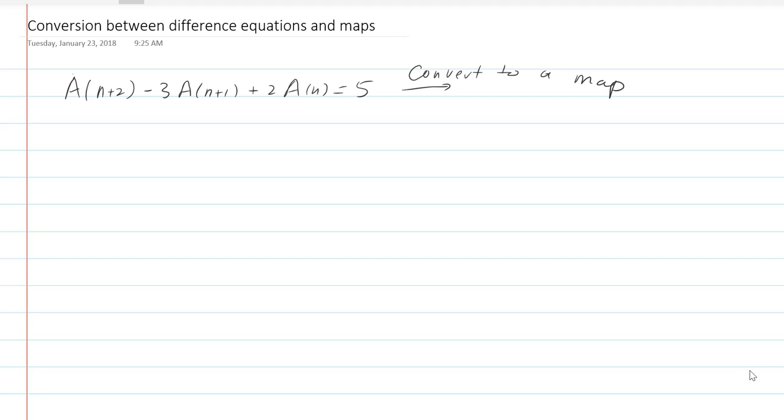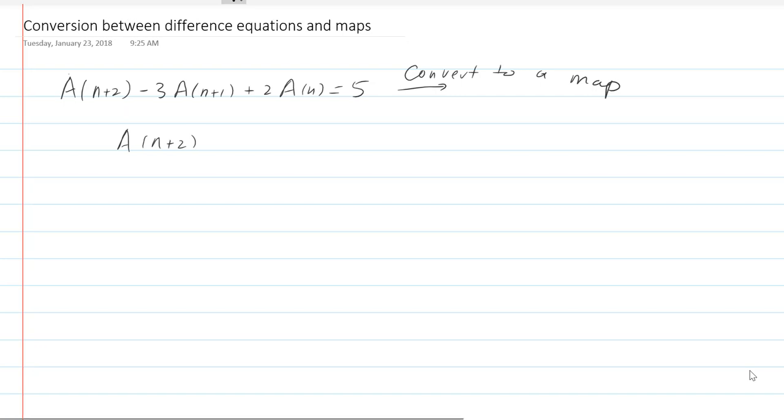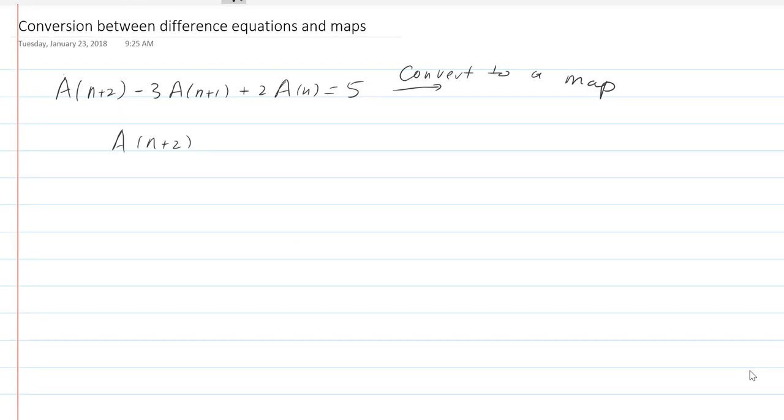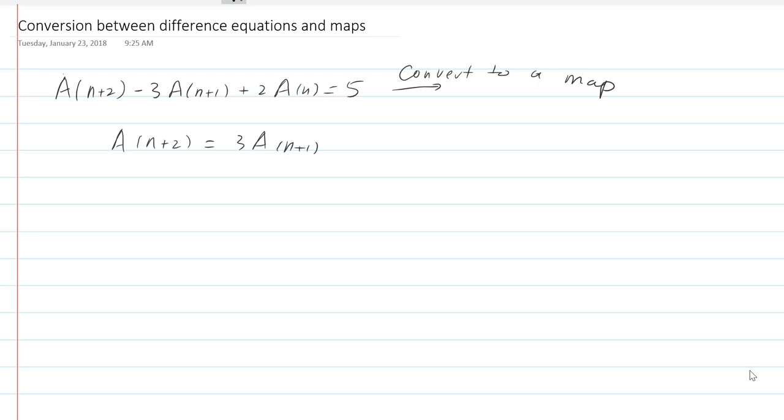Let's look at first how to convert this difference equation into a map. First, we need to understand what the difference equation means. If you look at it over here, we can rewrite it this way. This means a_{n+2}, this one over here in the sequence, is equal to 3a_{n+1} minus 2a_n plus 5.